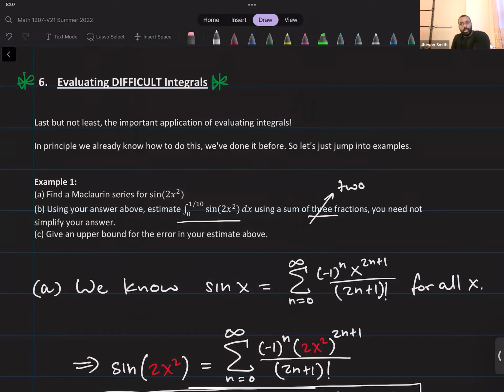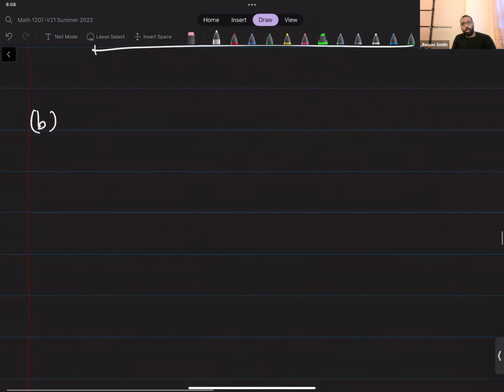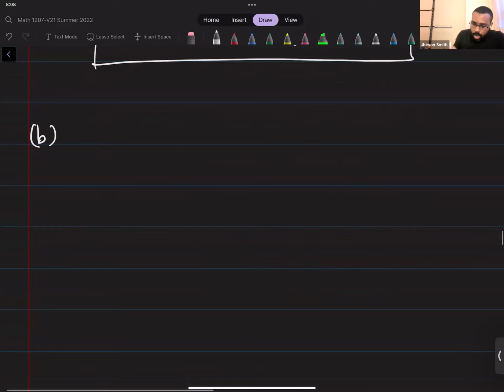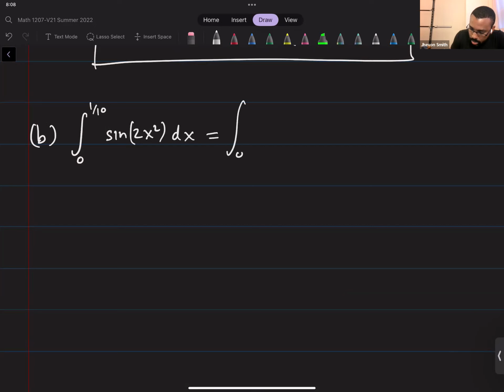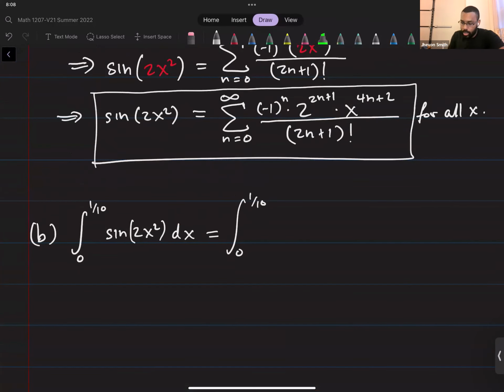Okay, so let's continue. So we're going to write this integral. We want to express it as the sum of 2 fractions. All right, so here we go. So I know then that the integral from 0 to 1/10 of the sine of 2x squared, well, that's just going to be the integral from 0 to 1/10 of this series dx.